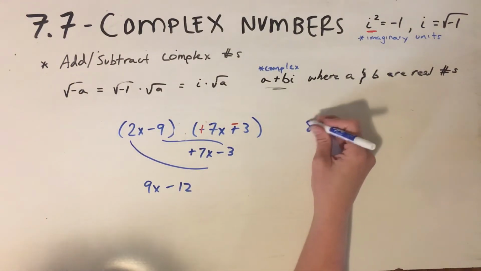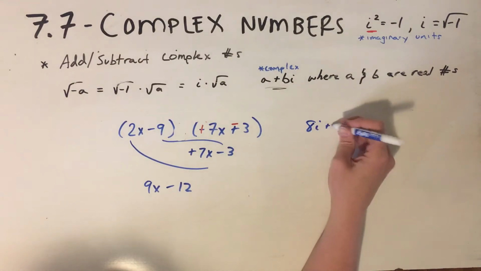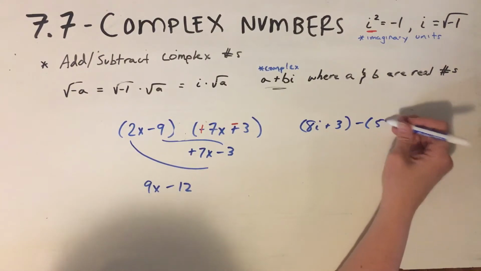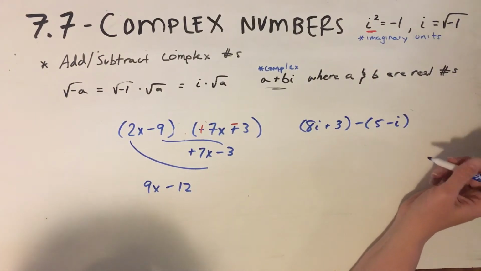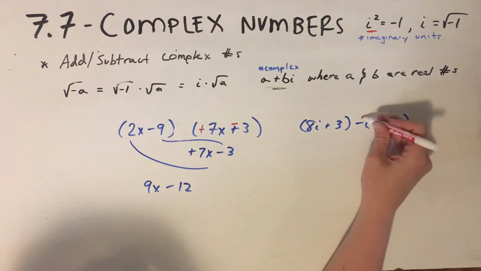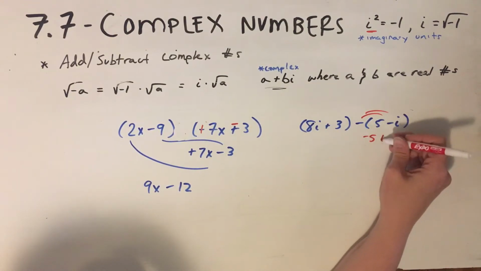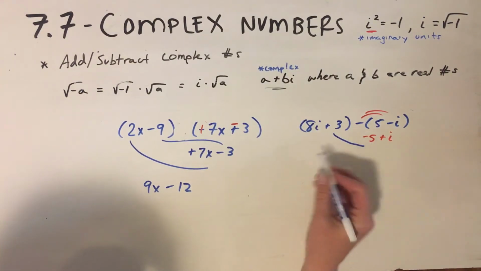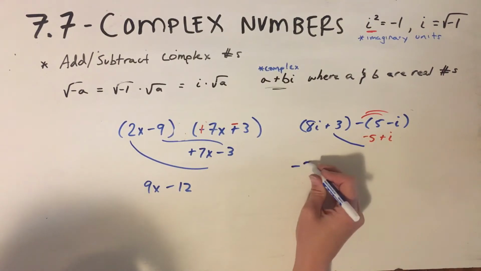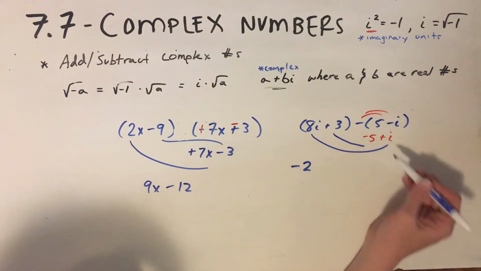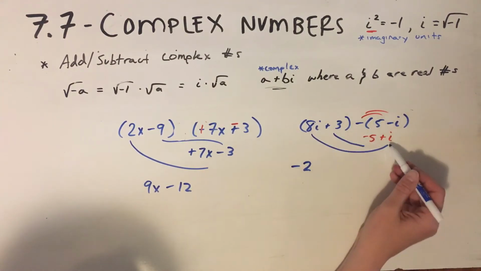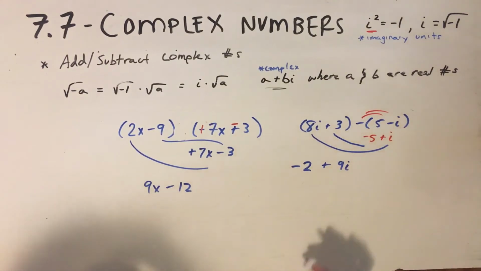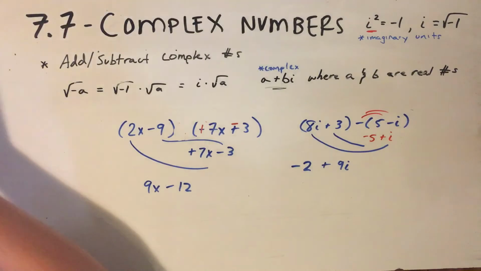So say I have 8i plus 3, and I want to subtract 5 minus i. Well, that negative right here is going to distribute in, and that's going to give me a -5 plus i instead. Now when I combine, I'm going to combine my constants first. So I'm going to get a -2, and then I'm going to combine i's. Well, I have 8i here and a 1i here for a total of 9i. Just got to watch your signs there. So this is what subtraction looks like.